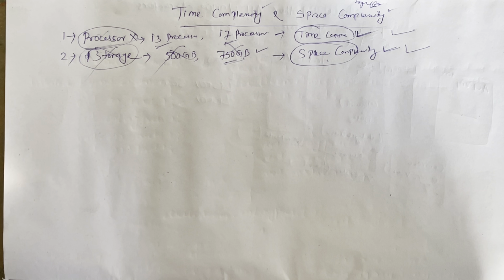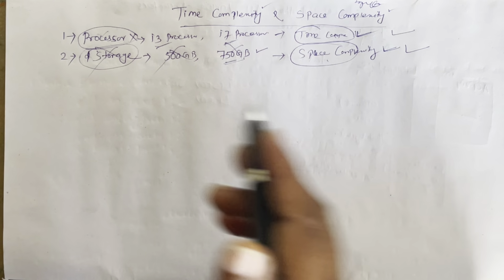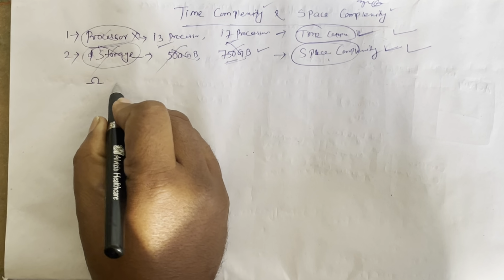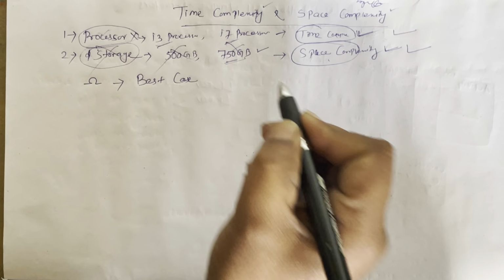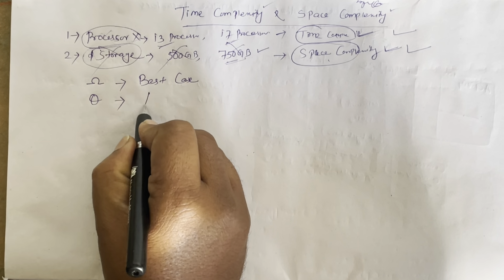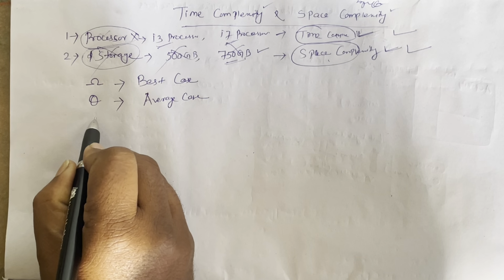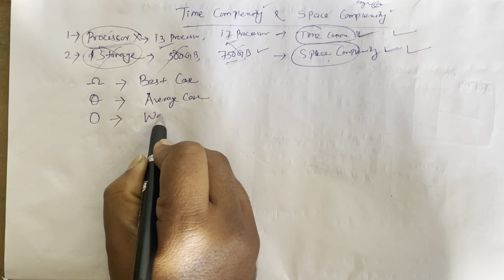There are some symbols or measurements for time and space complexity. One is omega notation. Omega tells the best case scenario. It always considers the best case. Then theta tells the average case. Then big O notation tells the worst case.